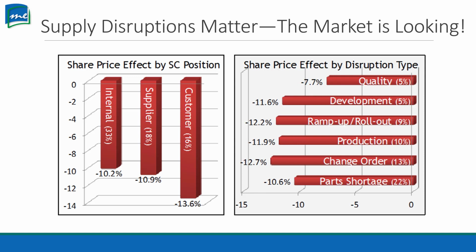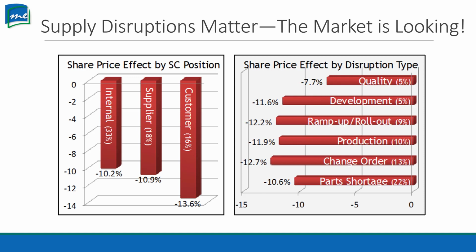So if we look at the share price based on the supply chain position that it impacts, we can see how the share price is affected. Internally, which happens about 33% of the time, share price will drop 10.2%. These are just some rough numbers. Now, if the supplier has a supply chain issue, which happens about 18% of the time, the company will see a 10.9% decrease.